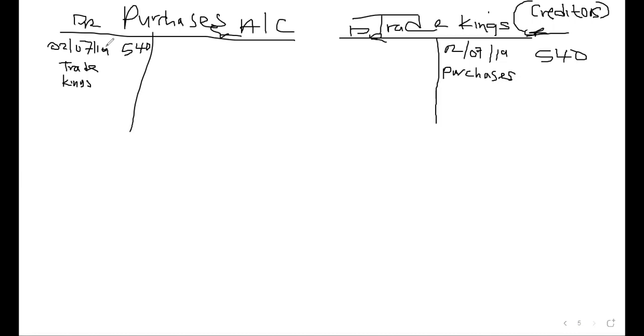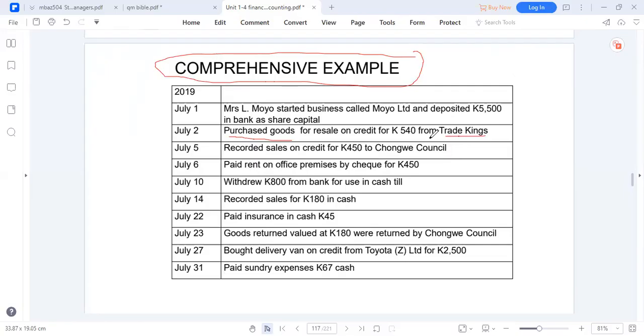Okay, so these are called purchases. Yes. Sorry, what confused me was the... maybe go back to the question. Maybe what confused me was the word on credit. Okay, so we purchased goods for resale on credit for how much? 540 from where? Trade Kings. So the word on credit is what confused me, I think.